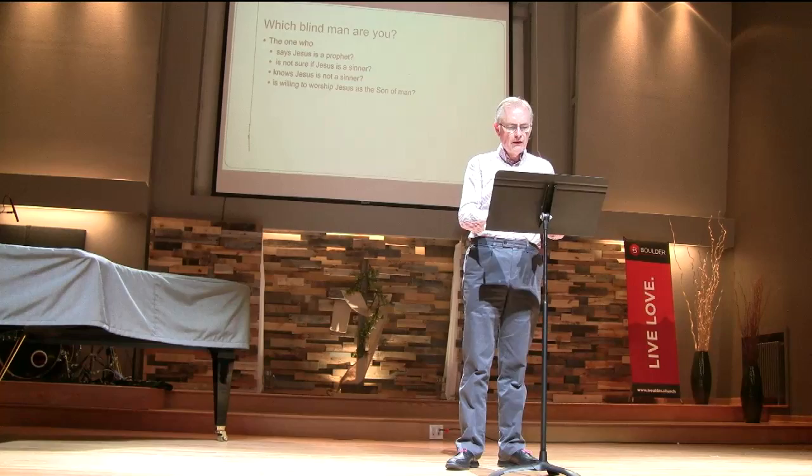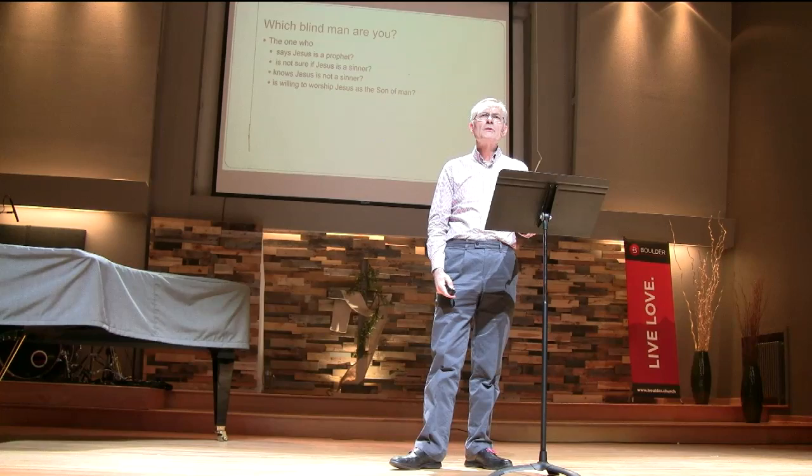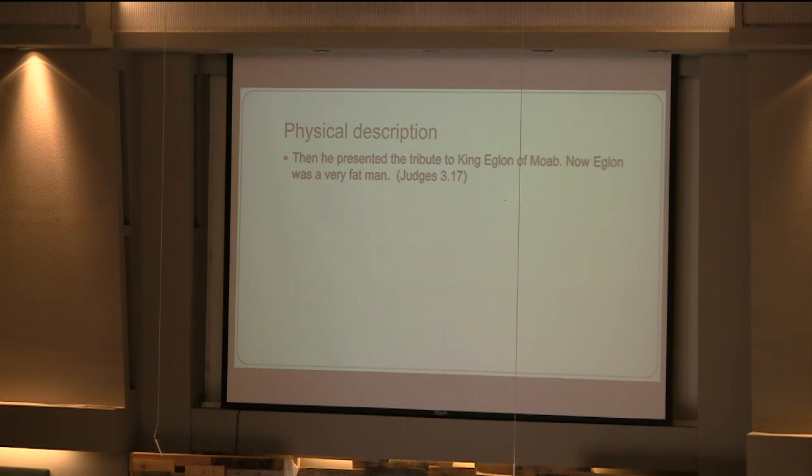Another aspect of characters, and this just picks up on something we've already touched on, is that occasionally the Bible will use physical description, and the physical description itself gives us some insight into the character. We've already looked at this briefly, but we'll bring it in here because it's significant for characters too. Talking of Ehud, remember the left-handed man, the one restricted in his right hand? He presented the tribute to King Eglon of Moab. Now, Eglon was a very fat man. And we may wonder, who cares? Well, obviously, Eglon might.